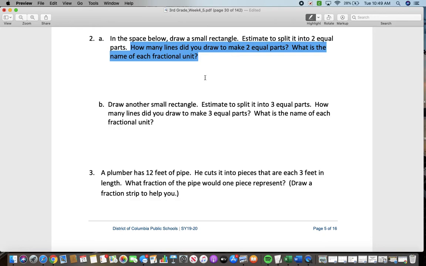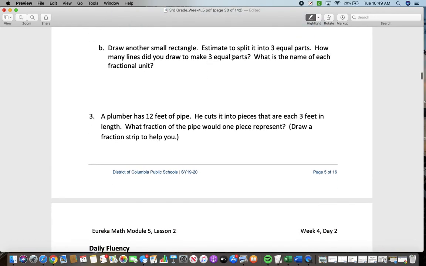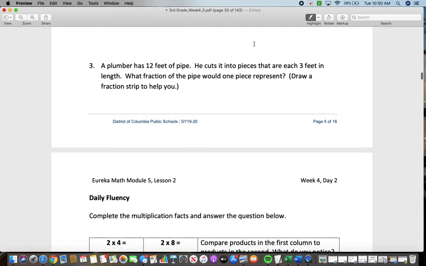Part B says draw another small rectangle. Estimate to split it into 3 equal parts. How many lines did you draw to make 3 equal parts? And what is the name of each fractional unit? When we do 3 equal parts, we know that our unit is going to be a third, 1/3. 3/3 equal up to a whole of 3 equal parts. So we need to make sure you have 1/3, 1/3, and 1/3 is how you're going to label each part.